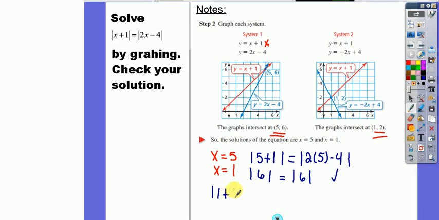So the absolute value of 1 plus 1 should equal the absolute value of 2 times 1 minus 4. Well, what that says is the absolute value of 2, which is 2, should equal the absolute value of negative 2, which is also 2. So that also works. Does that make sense? That definitely requires a bit more work. If you have a graphing calculator, it's super easy, okay?